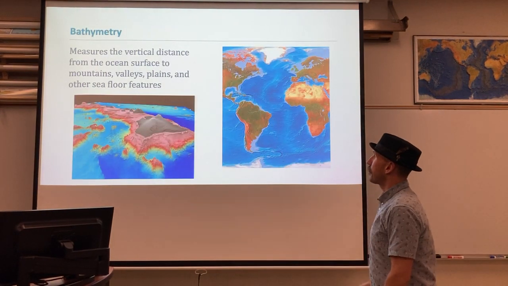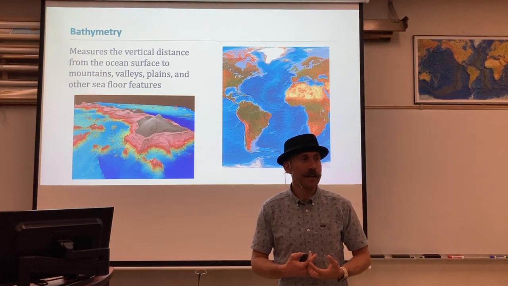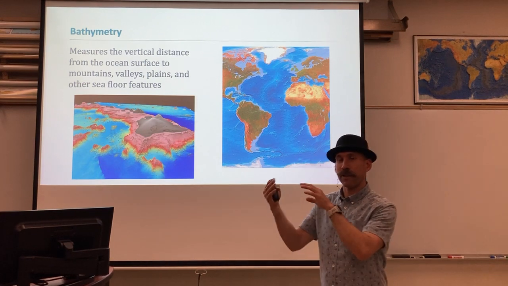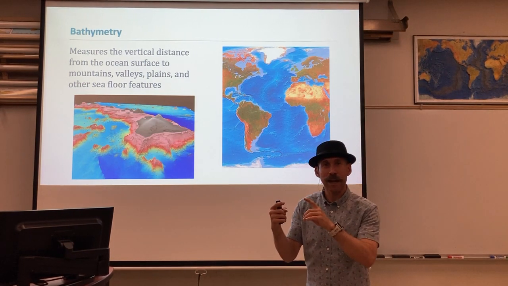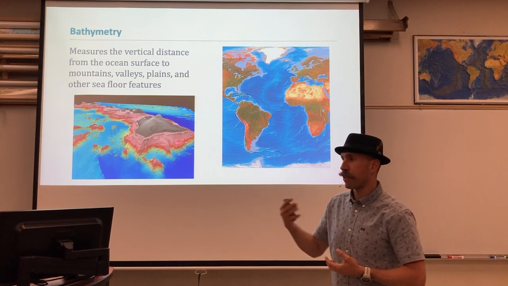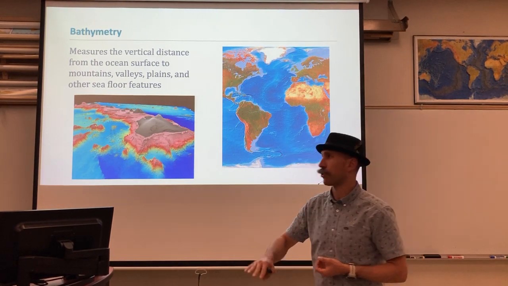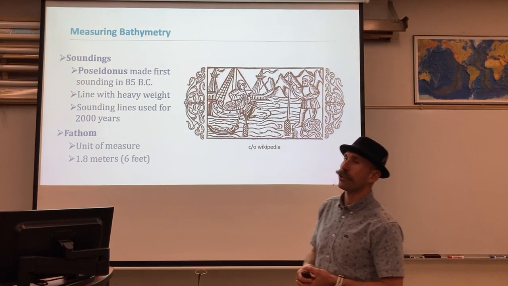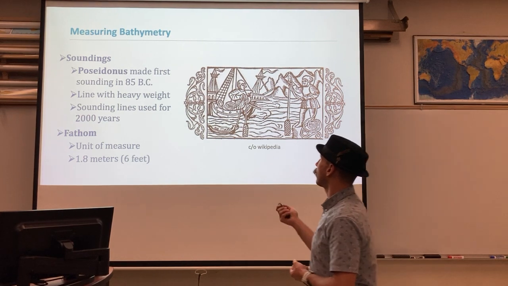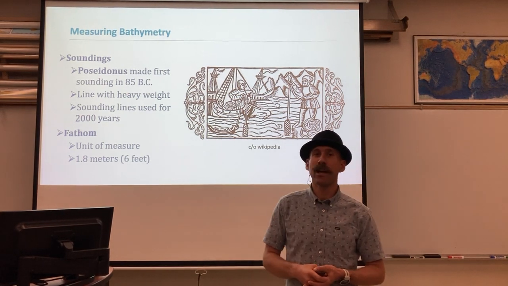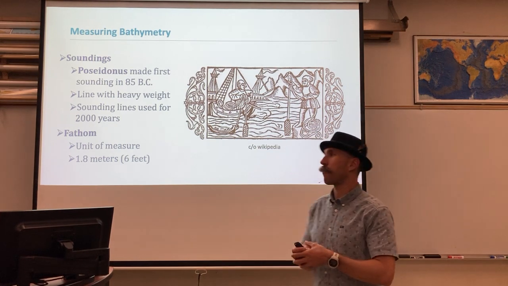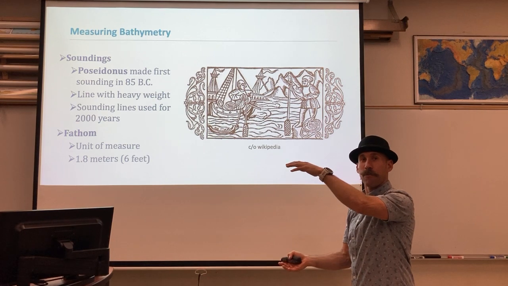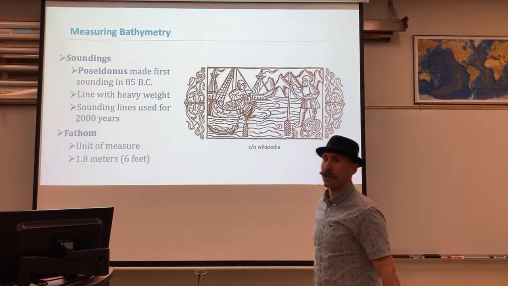Cool. Bathymetry is basically elevation of the ocean floor. When we talk about elevation in terms of land, we talk about topography. Bathymetry is topography of the ocean floor. The very first bathymetric reading was by Posidonius in 85 BC, basically putting a big heavy weight on the end of a very long rope and dropping it down. He did this in the Mediterranean, starting to discover.